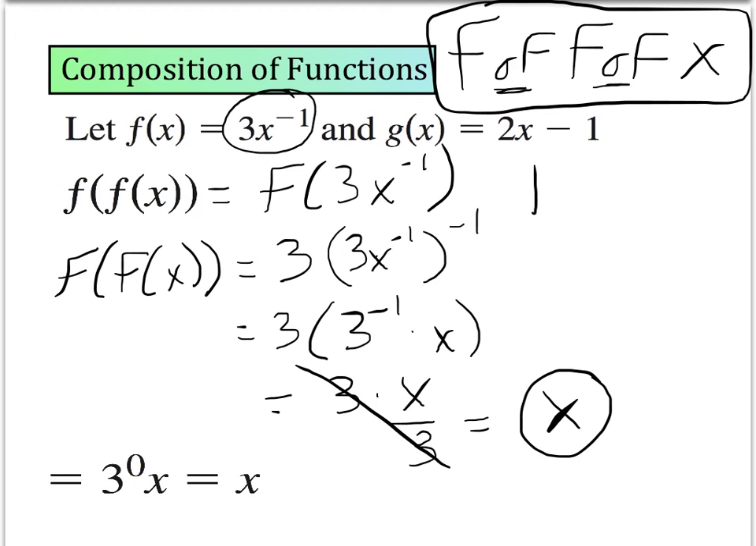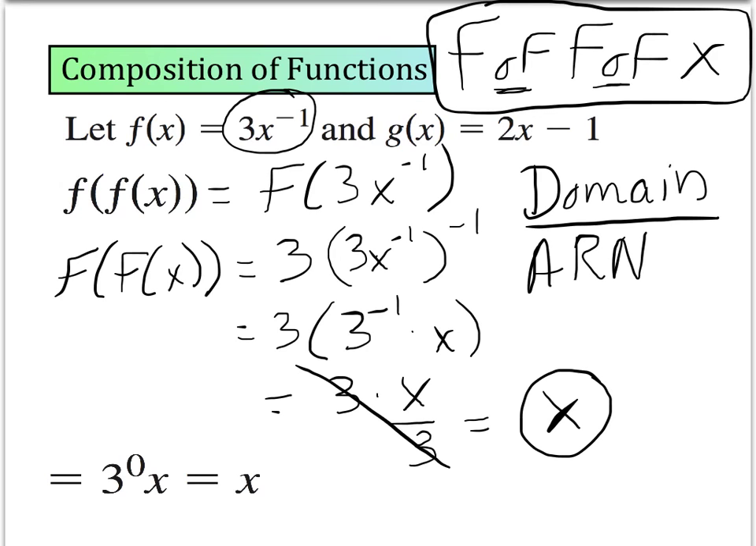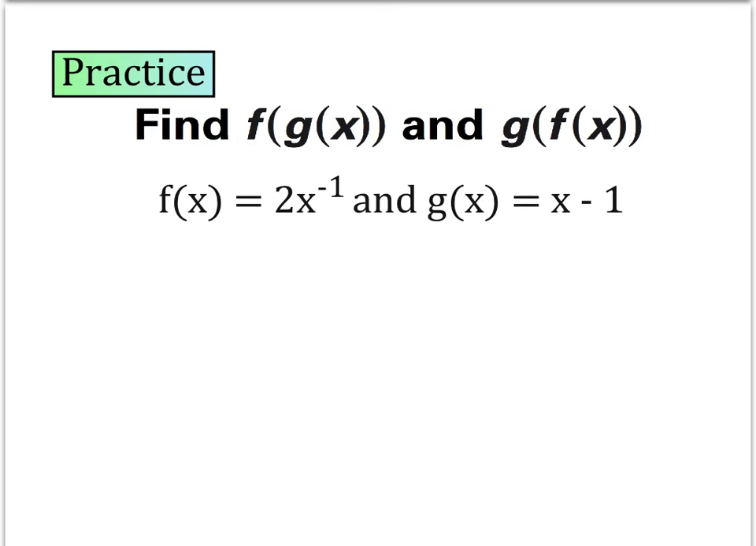Now the domain here, remember, it's the input values. What values work here? And it really is any values. So here we say all, and this is the way you'll see me abbreviate this, all real numbers, because any x value, any number here works for this function, which is just x.